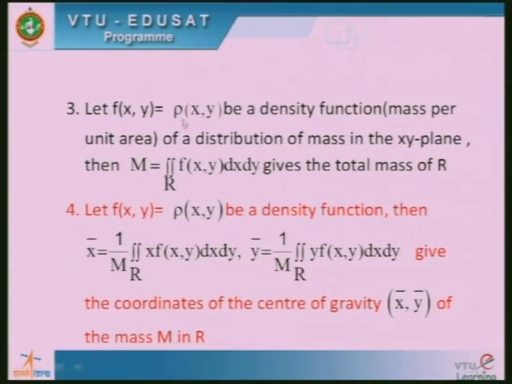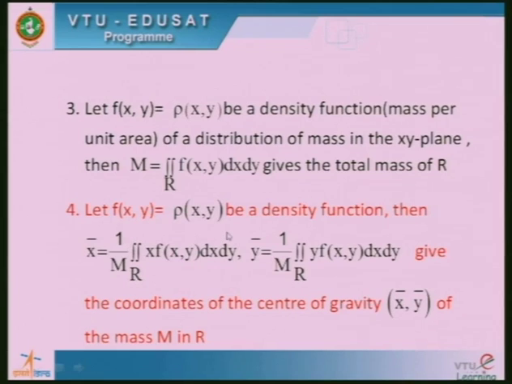Coming to the particular applications, when f(x,y), rho, is a function of x and y and is a density function, that is mass per unit area of the distribution of mass in the xy plane, then m, the double integral of f(x,y) over the region R dx dy, gives the total mass of R. This is an application formula. It is just integrating the function dx dy that represents the total mass of R when the density function f(x,y) is given.